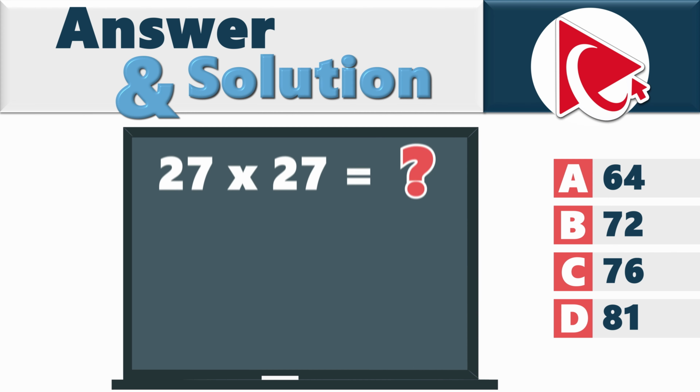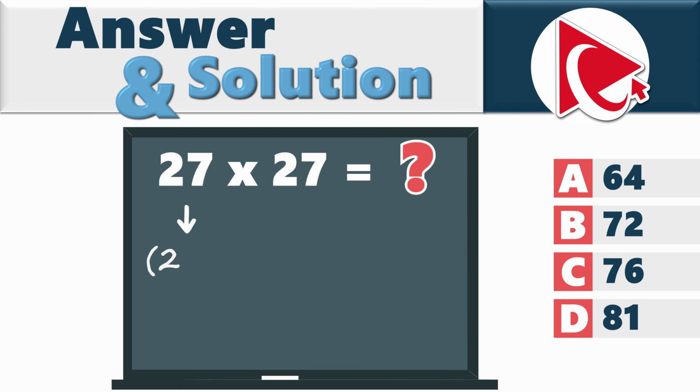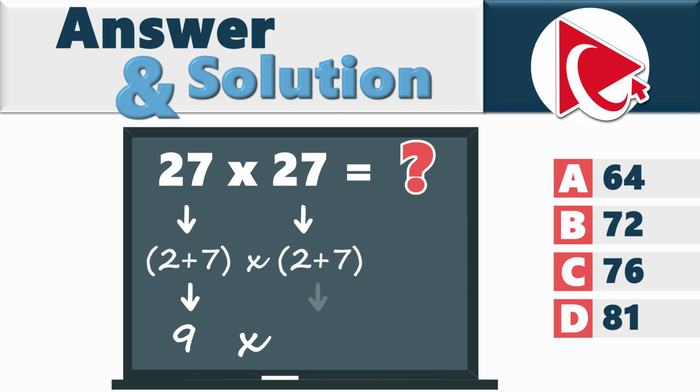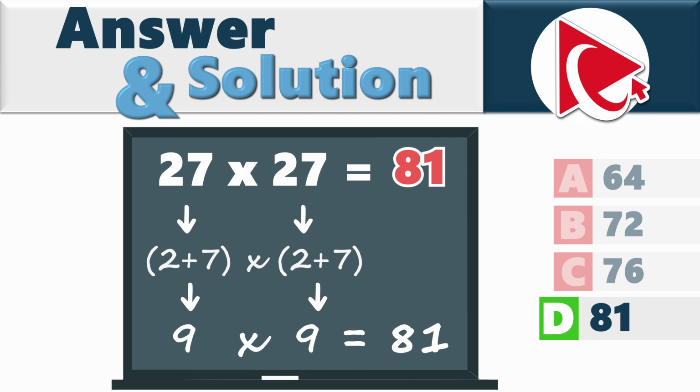So the missing number could be calculated as 2 plus 7 multiplied by 2 plus 7, which would be equal to 9 multiplied by 9, or 9 squared, and would be equal to 81. So the correct answer here is choice D, 81.